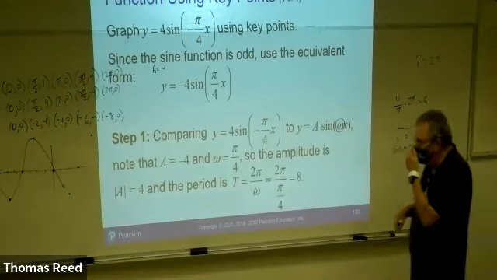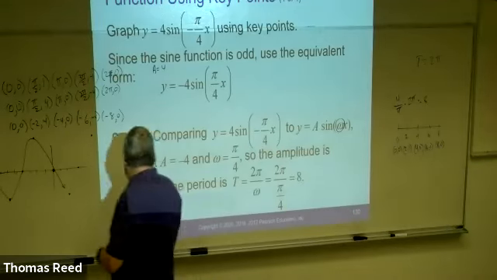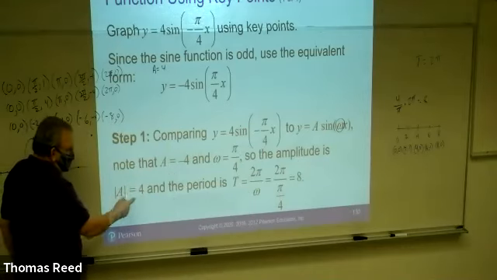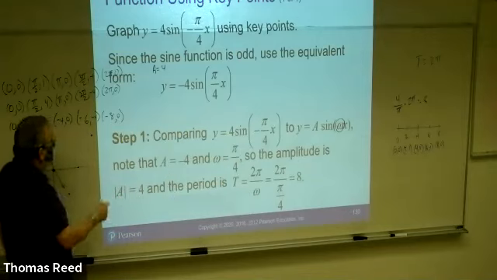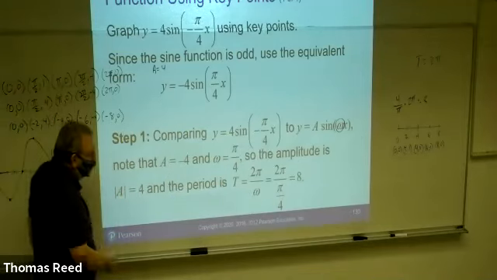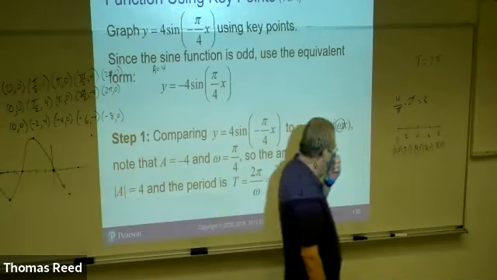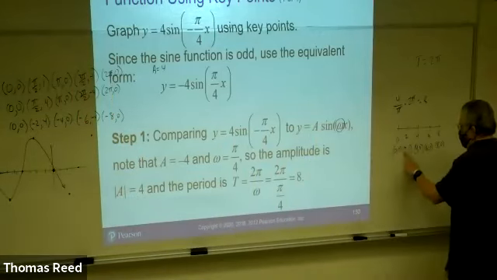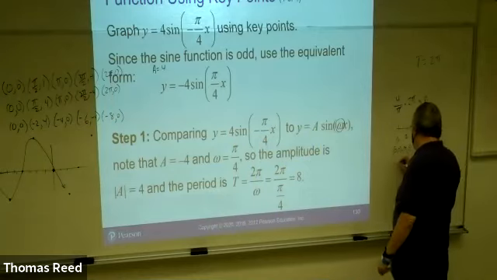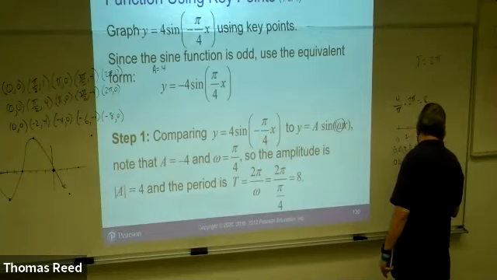And then you bring the amplitude in. The amplitude is 4, and so that 4 is going to change our y values by a factor of 4. So we multiply each of the y values by 4, just like we did over there. And we get 0, 0, 2, 4, 4, 0.